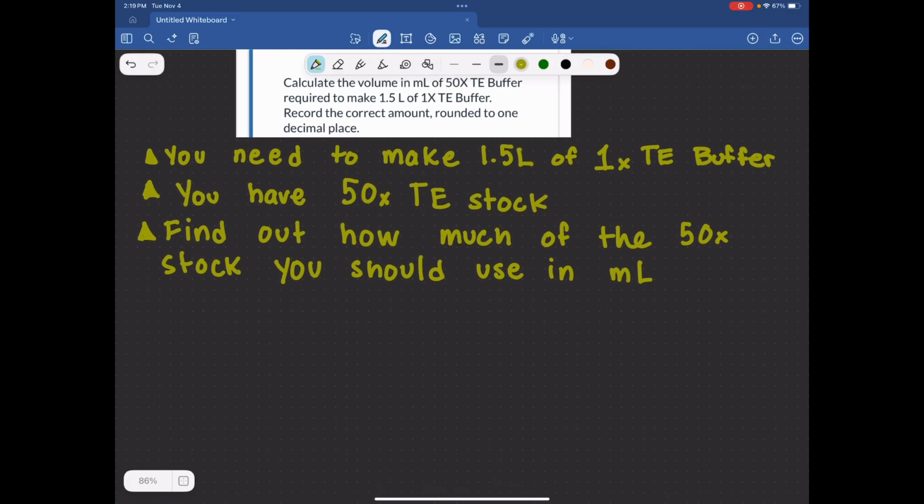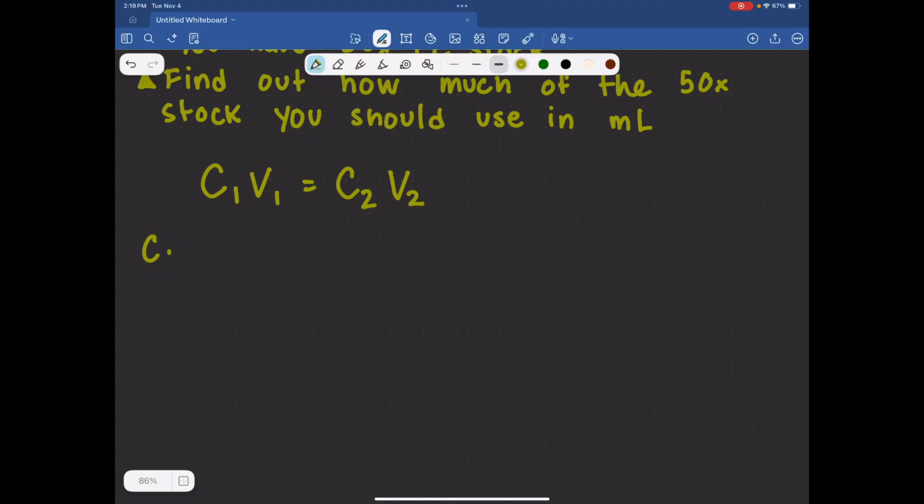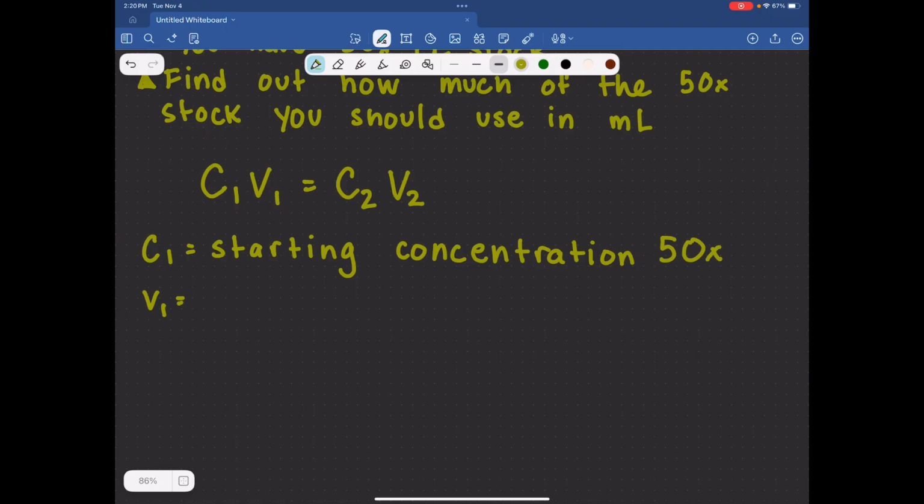All right, so the rule to follow here is going to be C₁V₁ equals C₂V₂, which is our dilution formula. So C1, that's going to be our starting concentration, which is 50x. V1, that's the volume of stock to use, and that's what we're trying to get to. Volume of stock.